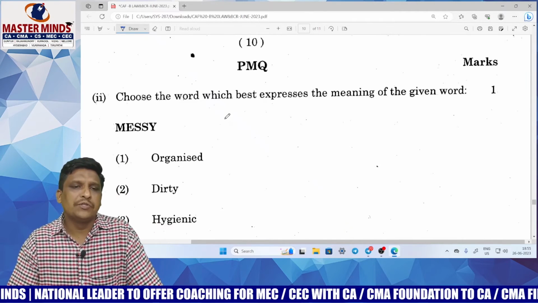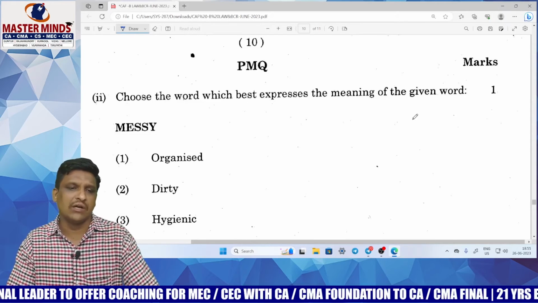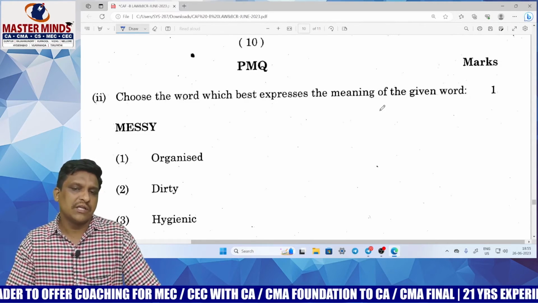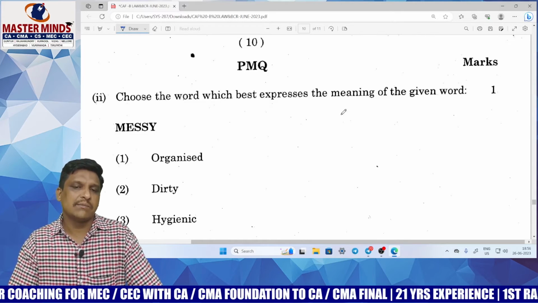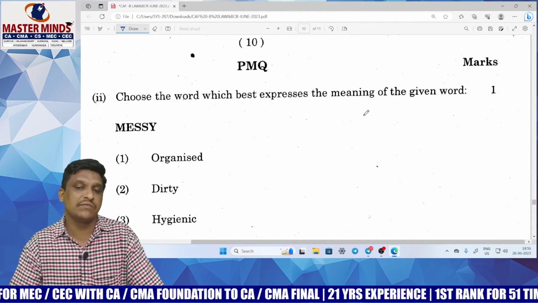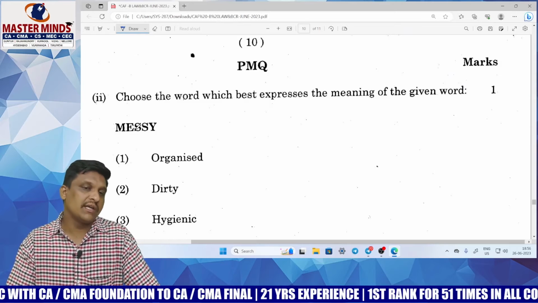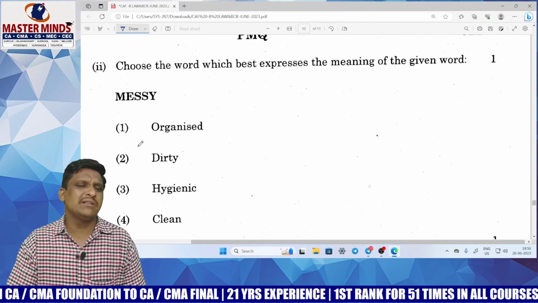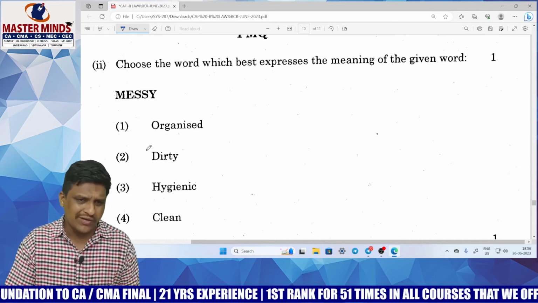Choose the word which best expresses the meaning of the given word. Again, we need to be writing the synonym here. Just check the given definitions or headings there. Why? Because sometimes they might be asking the meaning of the sentence or sometimes the antonyms. Here in both cases they have asked synonyms. See the given word there, messy. Messy means dirty or unorganized, something which is not in order or structure, right?